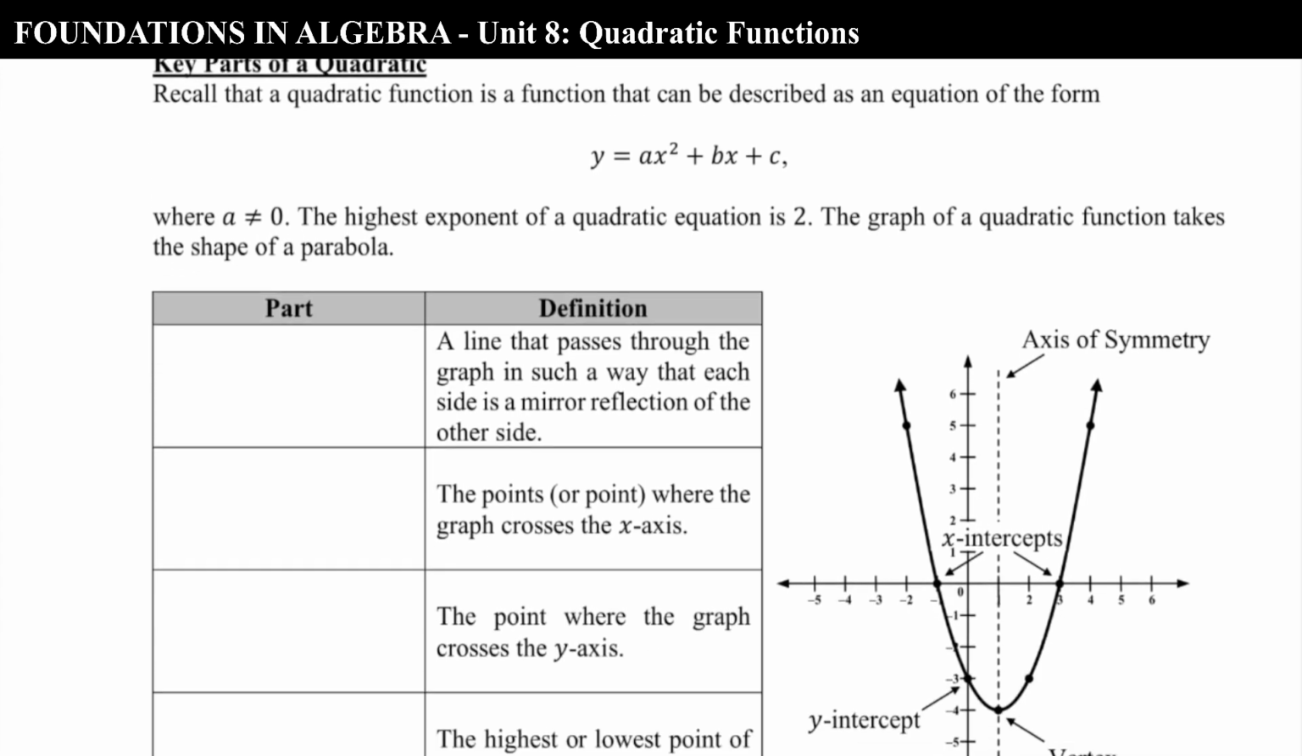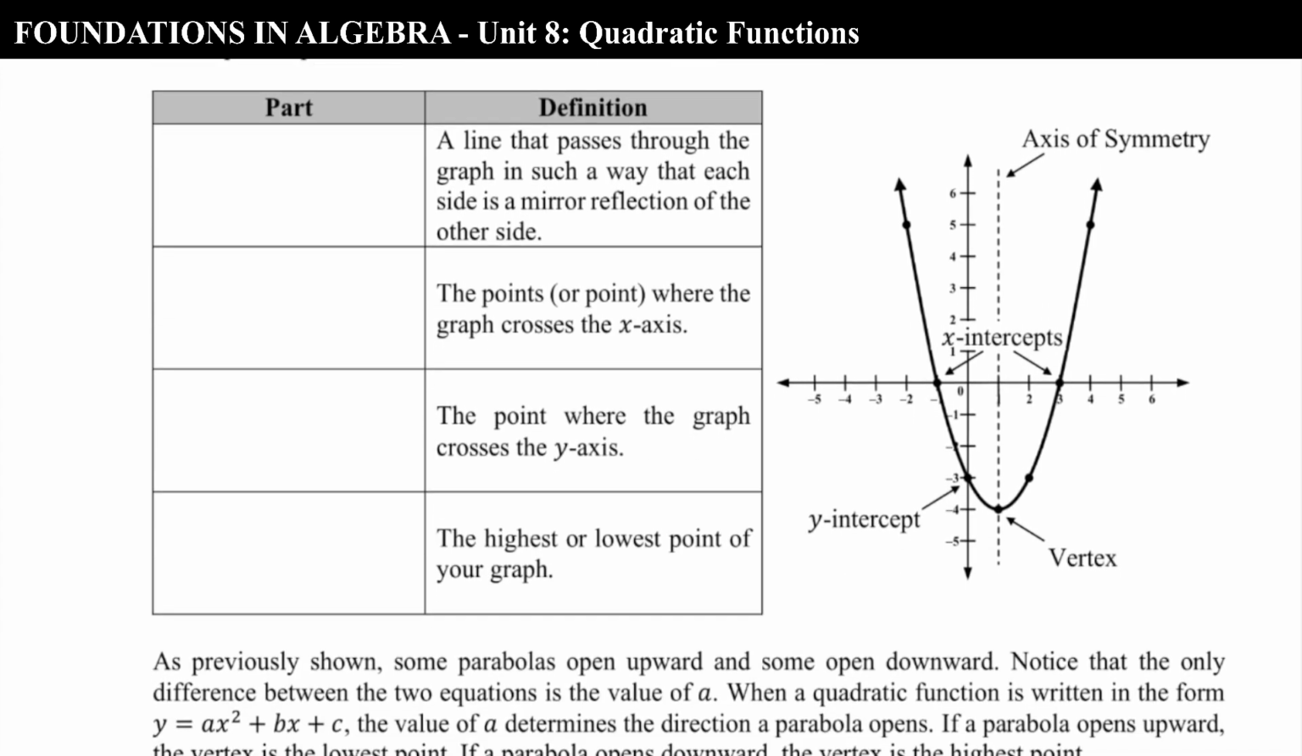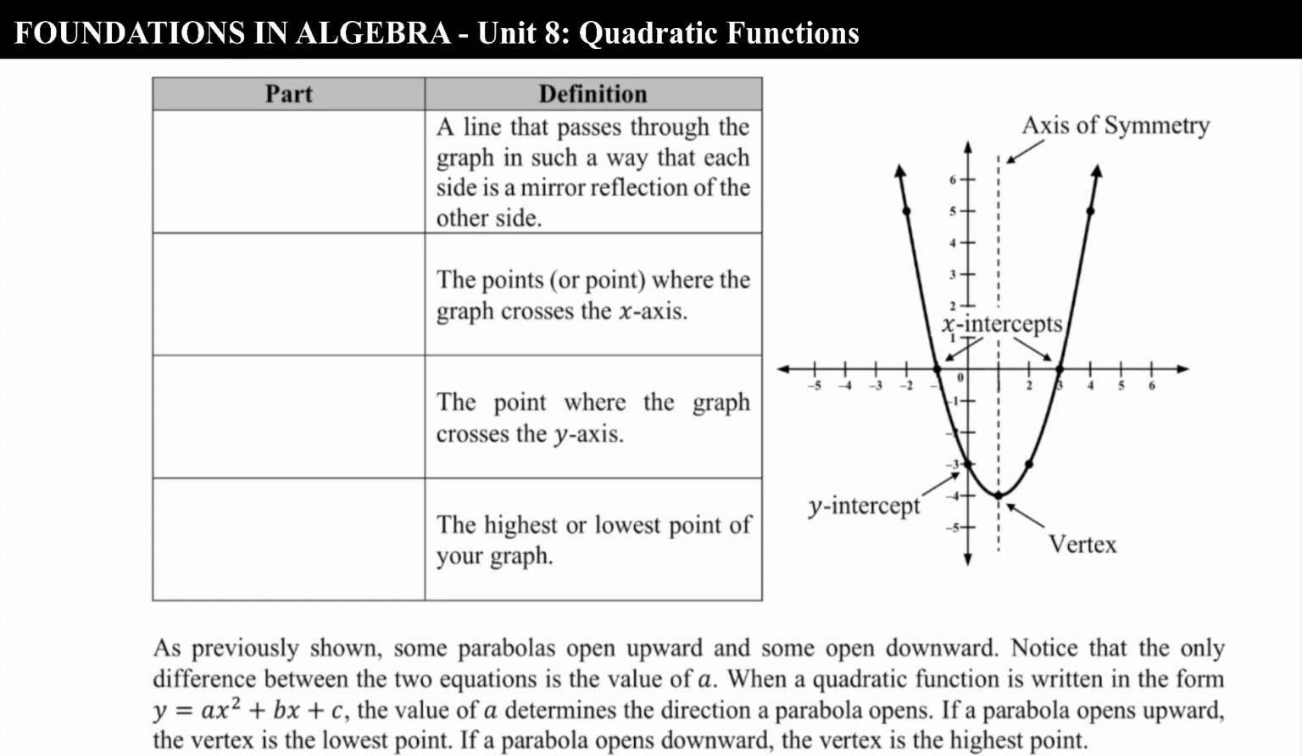Now, let's talk about some of the parts of a graph. So, here's a look at a parabola to the right here. And we've got several things. So we're going to match the definition to what we're looking at on the graph. Our first definition is a line that passes through the graph in such a way that each side is a mirror reflection of the other. Well, that line right here is your axis of symmetry. Your axis of symmetry divides us into the right and left side of your graph. And if you were to fold along the axis of symmetry, your graph would fold on top of itself.